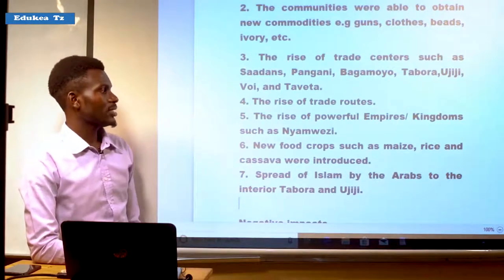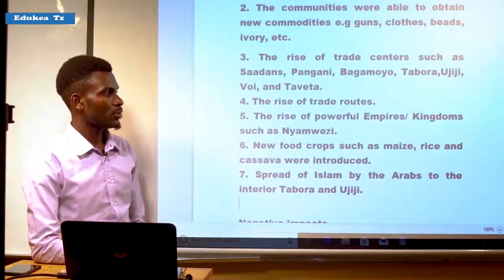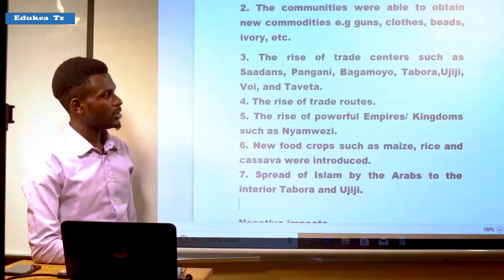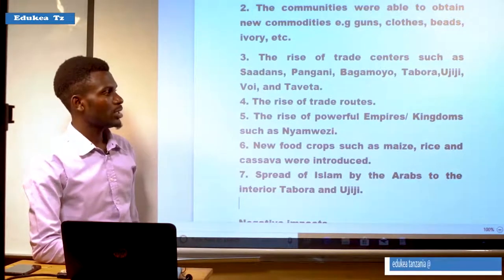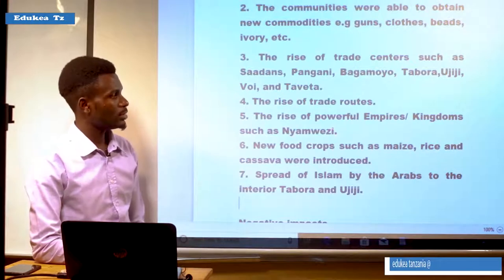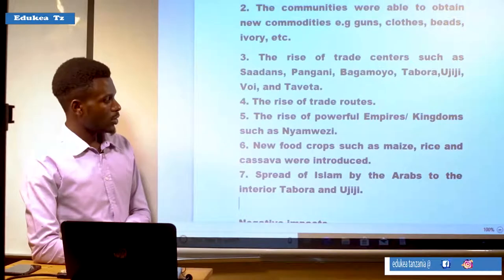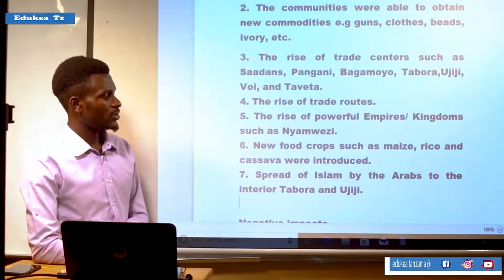Another effect is the rise of powerful empires or kingdoms such as the Nyamwezi kingdom, under Chief Milambo and Chief Nyungu ya Mawe. These were leaders who managed to establish the power of empires as a result of the regional trade. Also, new food crops such as maize, rice, and cassava were introduced.